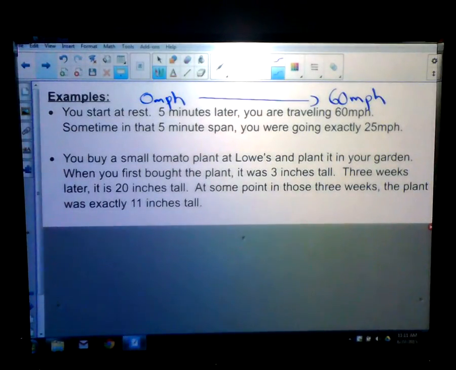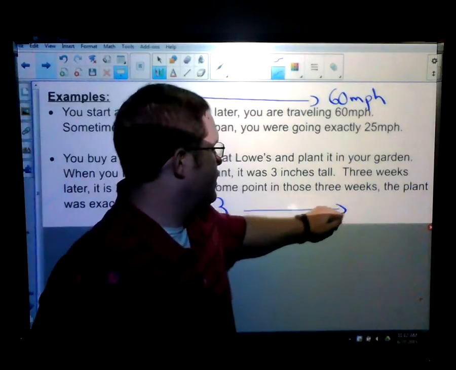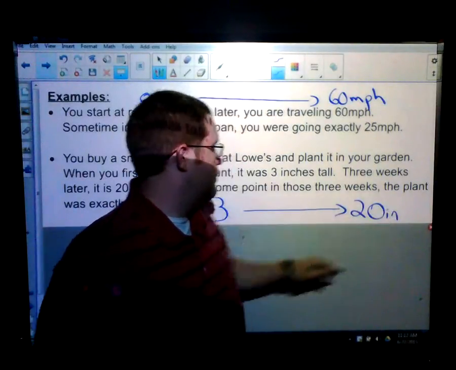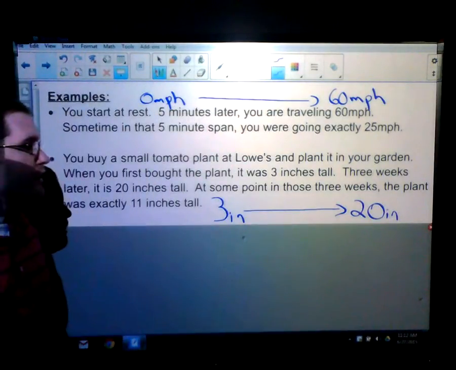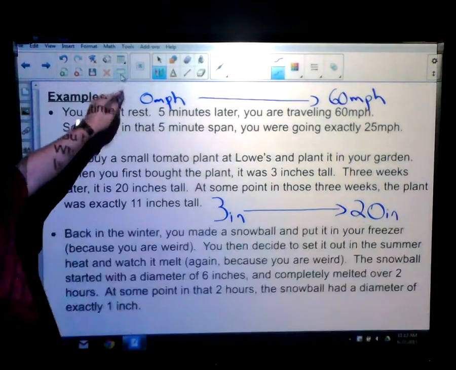You buy a small tomato plant at Lowe's and plant it in your garden. When you first bought the plant, it was 3 inches tall. 3 weeks later, it's 20 inches tall. At some point, the plant was exactly 11 inches tall. Okay? So if I start at 3 and I go to 20, some point in time in there, the plant has to be 11 inches tall. It can't go from 10 inches to 12 inches without being 11 inches somewhere in between there.